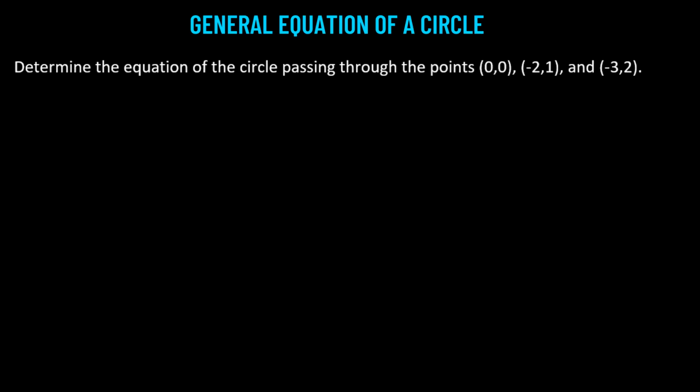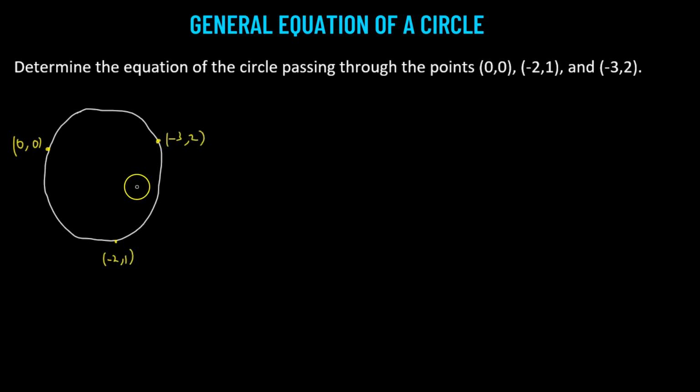So in this problem, we need to determine the equation of a circle, and this particular circle passes through 3 points. We're going to randomly choose the points lying on the circle. So our point is (0, 0). This is one of the points. The other point is (-2, 1). And we have the third point, so that's (-3, 2).